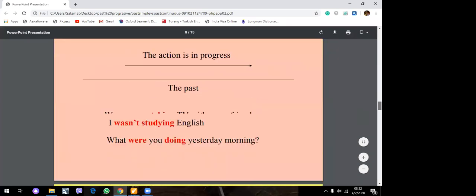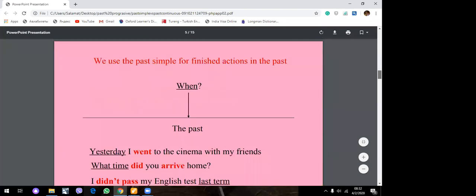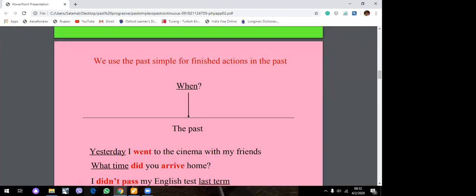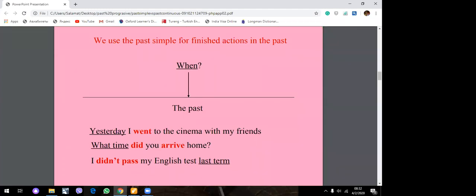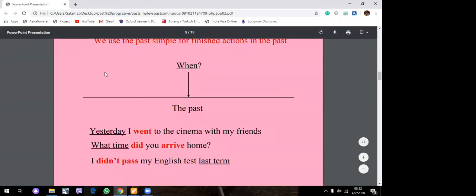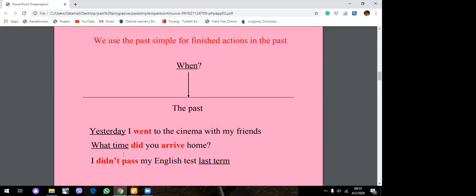Okay, let's see one more time together. Now, we use past simple for finished action in the past, right? The action finished, happened in the past. Okay, we are here now and we give information about the past. We use past simple. I went to cinema with my friends. When did I go to cinema? Yesterday, right?